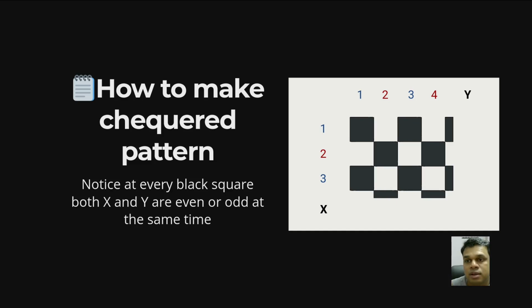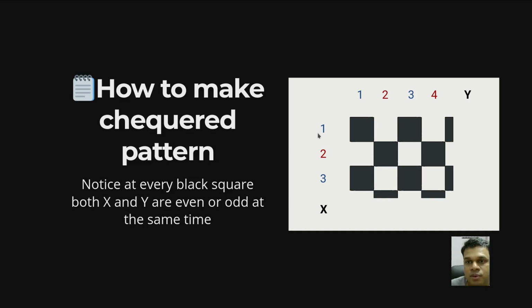Now what I'm going to show you is an interesting property of the chessboard pattern, which will help you implement that chessboard pattern. I've created a small chessboard figure over here and numbered all the rows from 1 onwards. So 1, 2, 3 rows, and all the columns from 1 onwards as well. 1, 2, 3, 4.